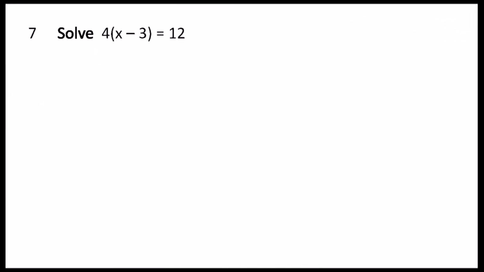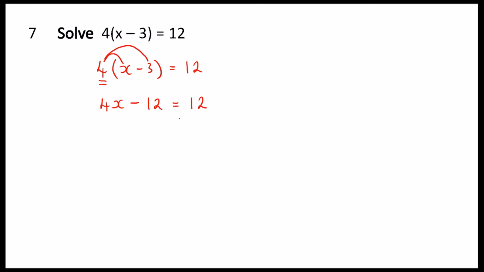Question 7 will always be a solve an equation which has a bracket in it. So this is very similar to what we've seen already. However, we need to expand a bracket before we can start solving. So we want to solve 4 lots of x minus 3 is equal to 12. Let's first expand the bracket. So this 4 at the front wants to times by the x and wants to times by the minus 3 at the end. 4 times x gives me 4x, and 4 times minus 3 gives me minus 12, and we know that that is equal to 12 at the end.